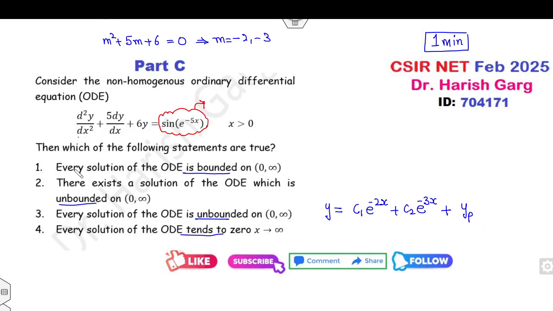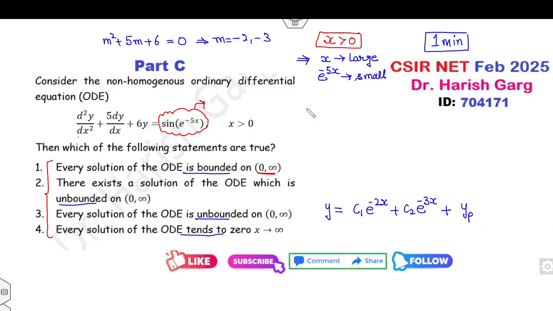Read the statement very carefully. You can see from your options, your target is not to find the exact solution. Fine. Your target is to check boundedness on the interval 0 to infinity. So what does it mean? That means whenever x is greater than 0, that is x approaches infinity, and x is a large number, e raised to power minus 5x is a small number.